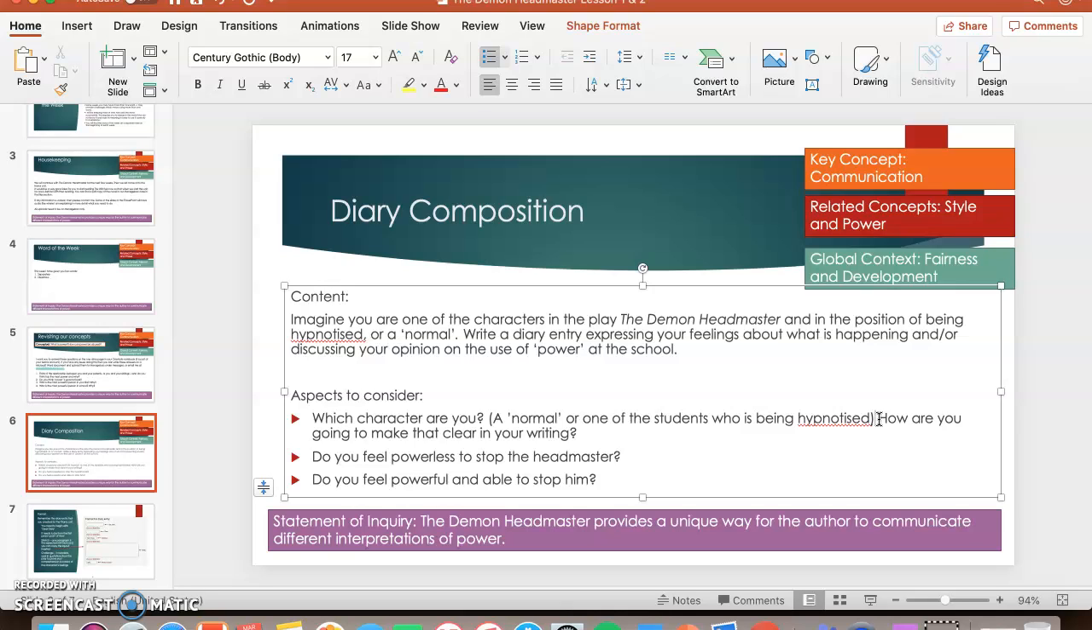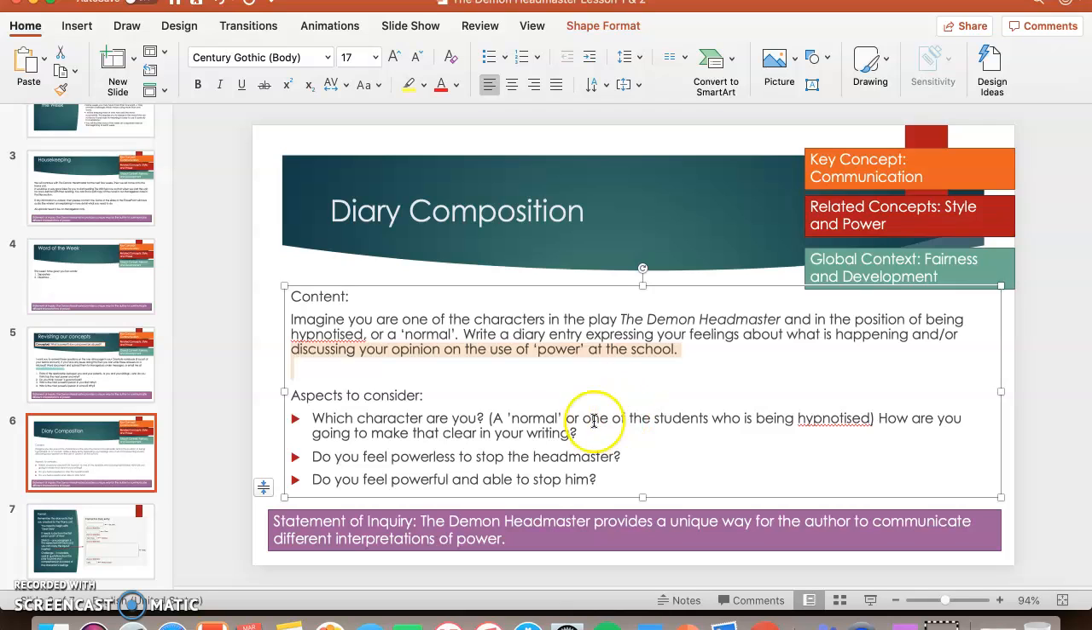Now, the hypnotized students don't always know this, but they can still comment about maybe some other odd, strange happenings in their school. So I want you to write a diary about what's happening, how you feel about it, and then end the diary by discussing your opinion on the use of power at the school. So it's just trying to get the related concept back into the task so that you can show me that you understand the concept of power.